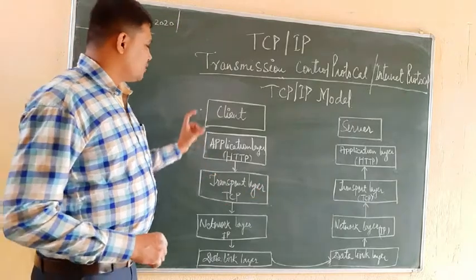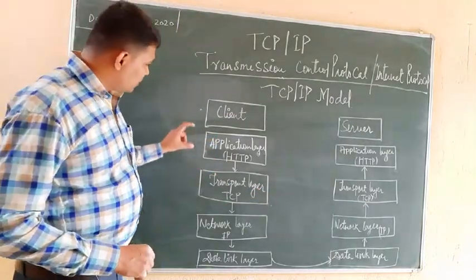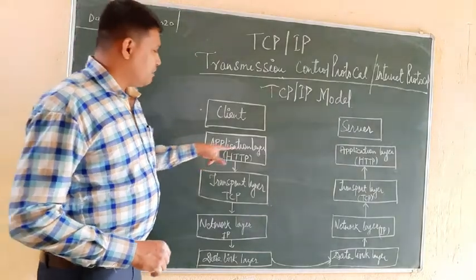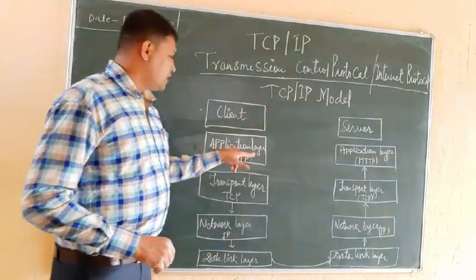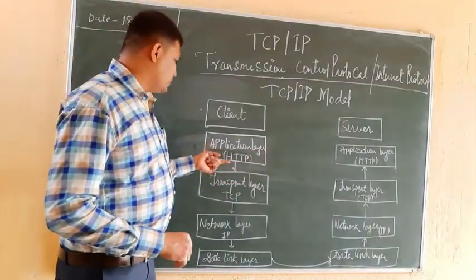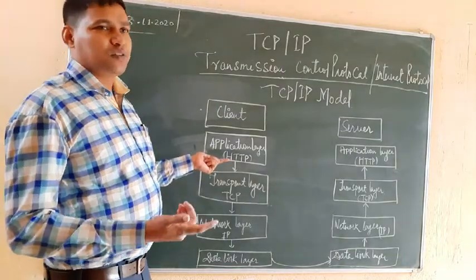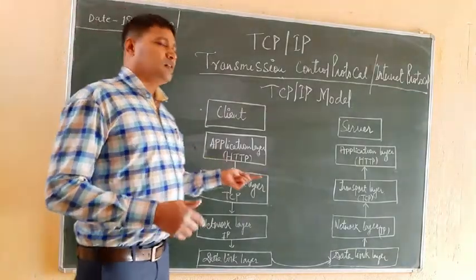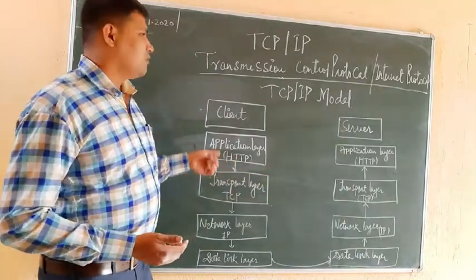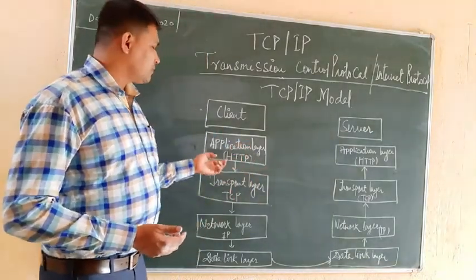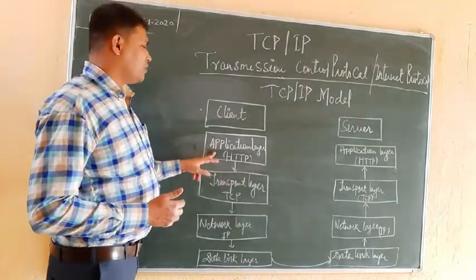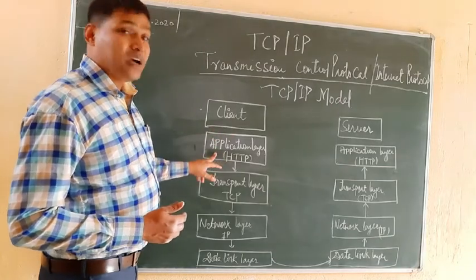Suppose a user wants to make a request. The request goes through the application layer, where various protocols are used. For example, HTTP can be used when you are requesting a page. When you are requesting the mail server, a mail protocol can be used, and when you are uploading and downloading, then you have to use the FTP protocol. So in the application layer, various protocols can run.